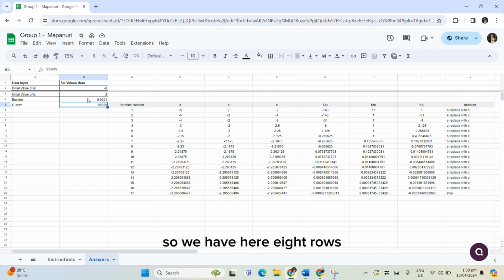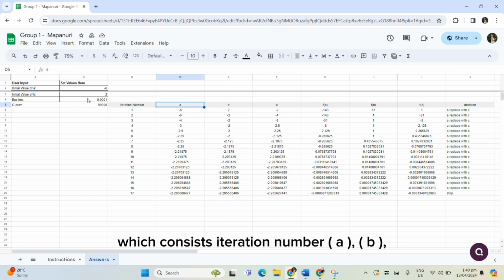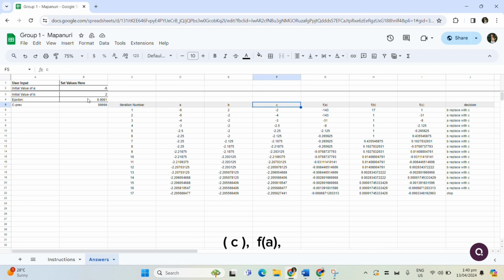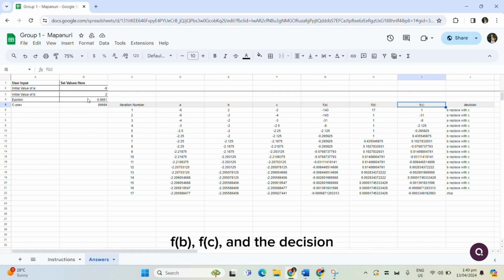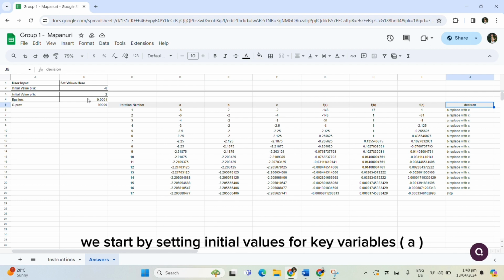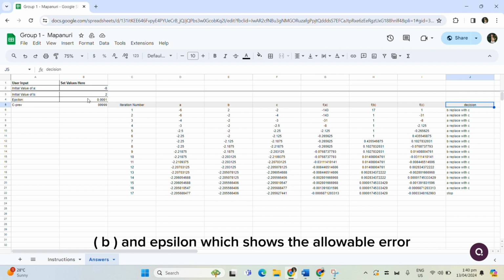So we have here 8 columns, which consist of iteration number, A, B, C, f of A, f of B, f of C, and the decision. We start by setting initial values for the variables A, B, and epsilon, which shows the allowable error. These inputs are crucial for narrowing down the interval where the root is.